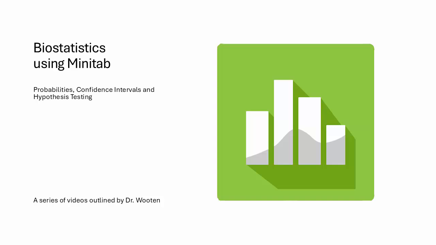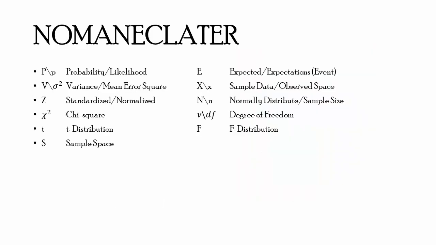This presentation is part of a series of videos for biostatistics using Minitab. Dr. Wooten explains the meaning of probability, its properties, and how it is used to calculate expectations, moments, and variance. To express these findings in a shorthand, see the following nomenclature.